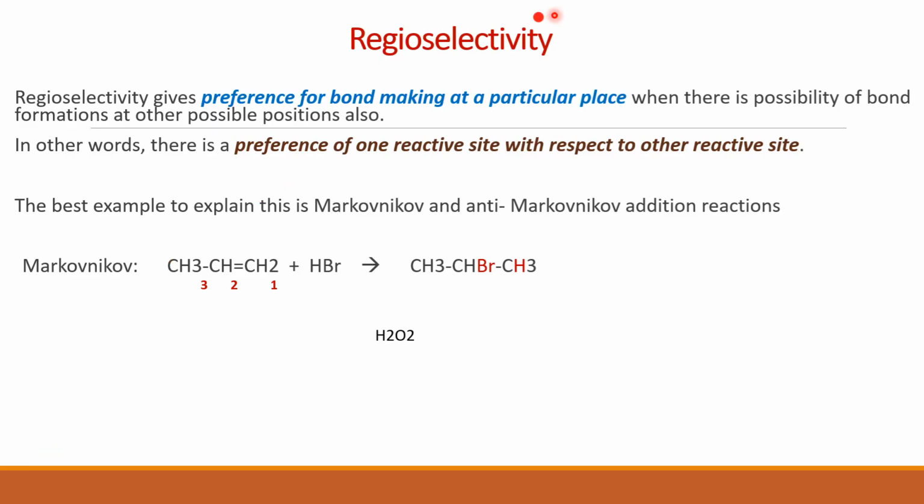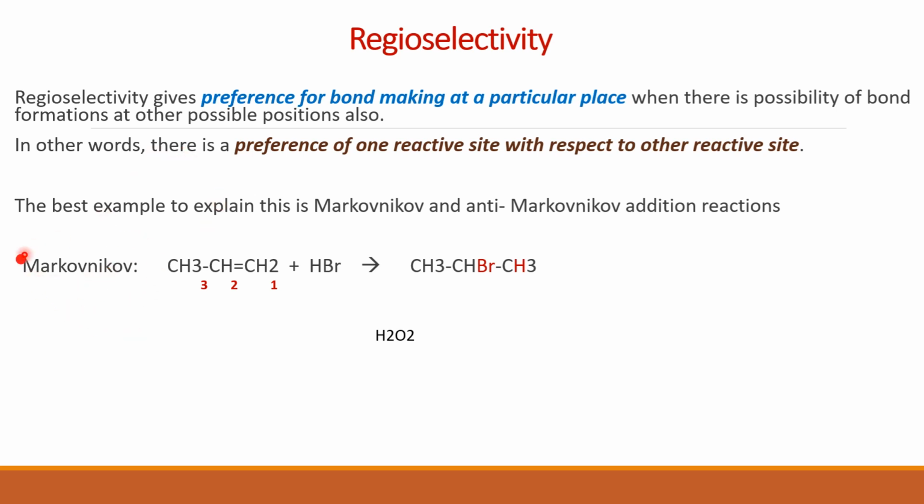Next is regio. Regio stands for what? Region. Chemo stands for chemical group, functional group. Regio stands for a region or a specific site. First I will explain the example and then we will go for what exactly it means.